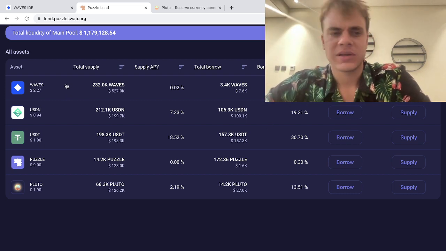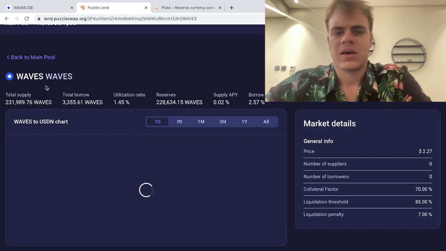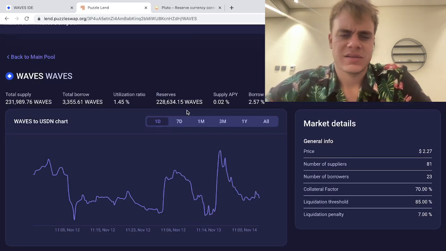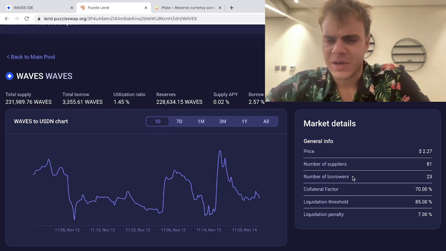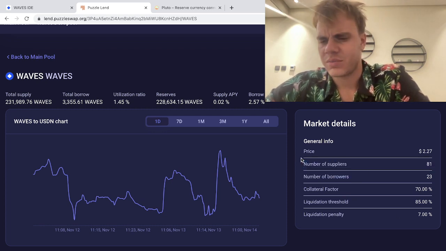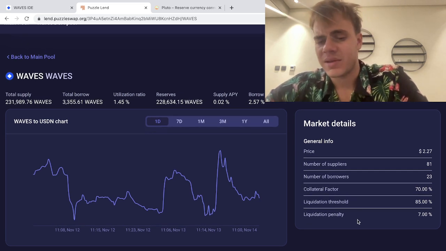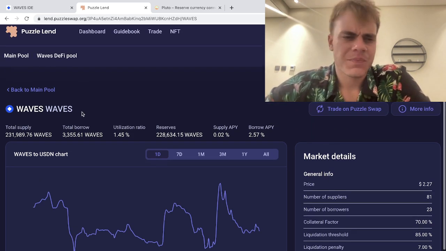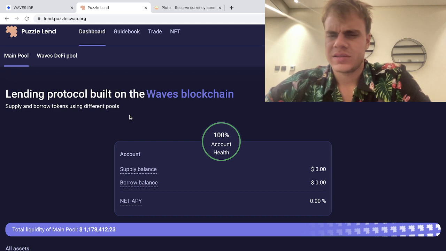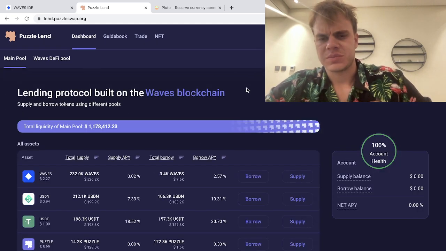To get more details, you can click on the asset. For example, you can click on the Waves asset and see the price chart. You can see the detailed information, number of suppliers and borrowers, and three very important things: collateral factor, liquidation threshold, and liquidation penalty. But you don't need them if you just want to supply your assets. Let's see how it happens in action.